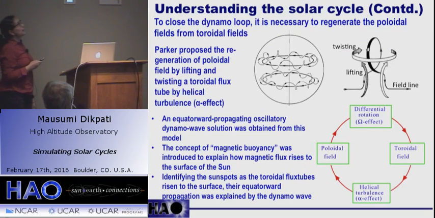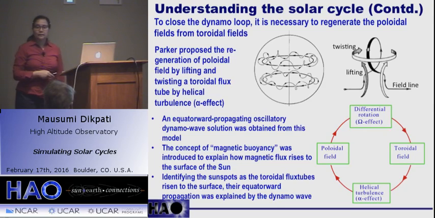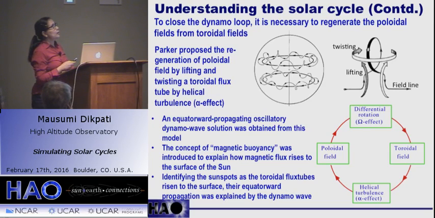To close the dynamo loop, it is necessary to regenerate the poloidal fields. Parker proposed that the regeneration of poloidal fields is possible by displacing and twisting the flux tubes by helical turbulence. So a toroidal ring originally will look like this. When it undergoes the helical turbulence, it will form this wiggling pattern.